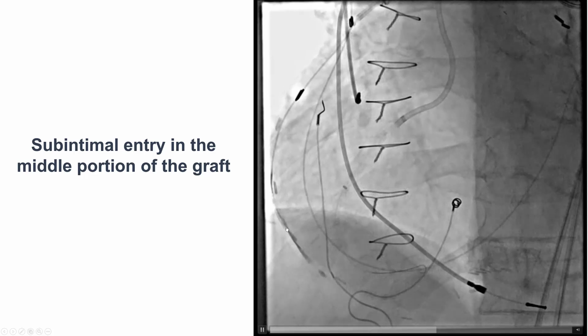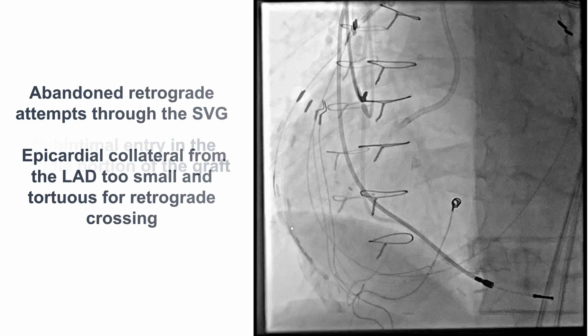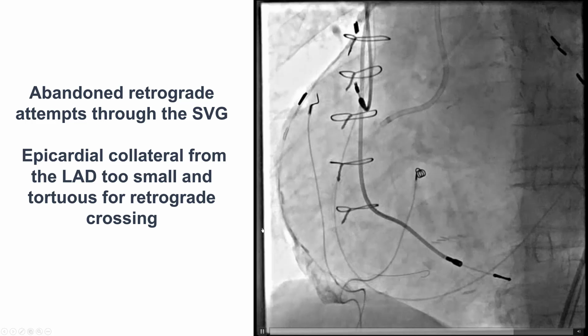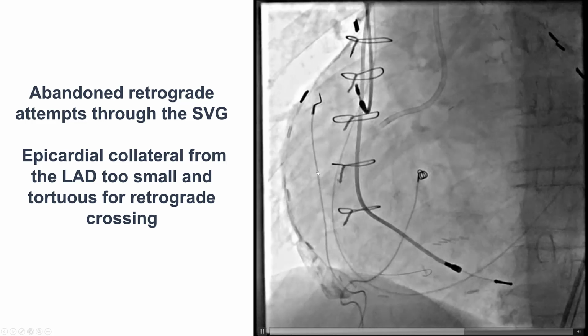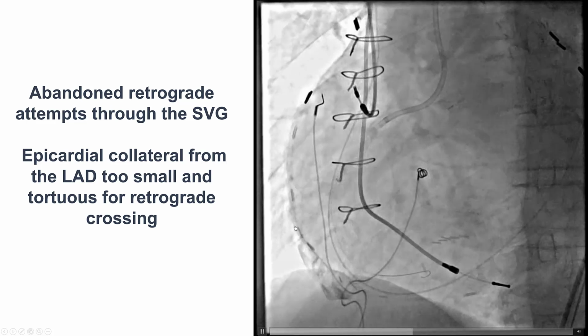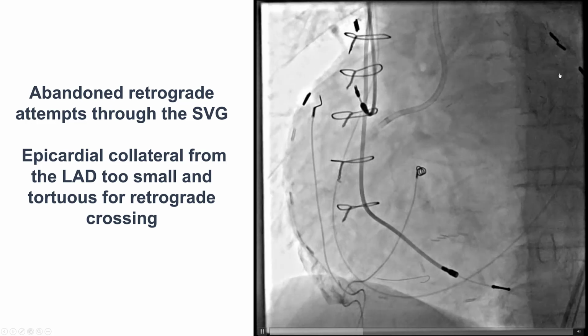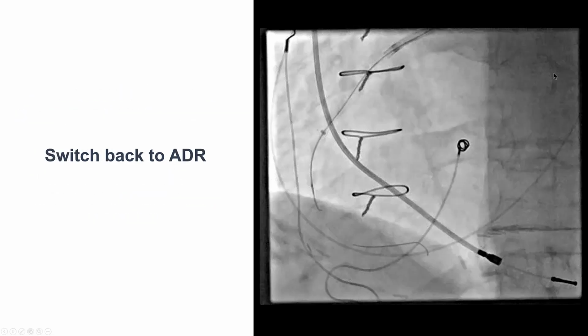But then in the middle portion, the wire was knuckling, was not going in the direction of the graft. And it appears that we were in the subintimal space in the bypass graft. So we decided to not pursue additional attempts for going through this saphenous vein graft. We explored the options for going retrograde through the epicardial collateral, but it appeared to be too small and tortuous, and we decided to not use it.